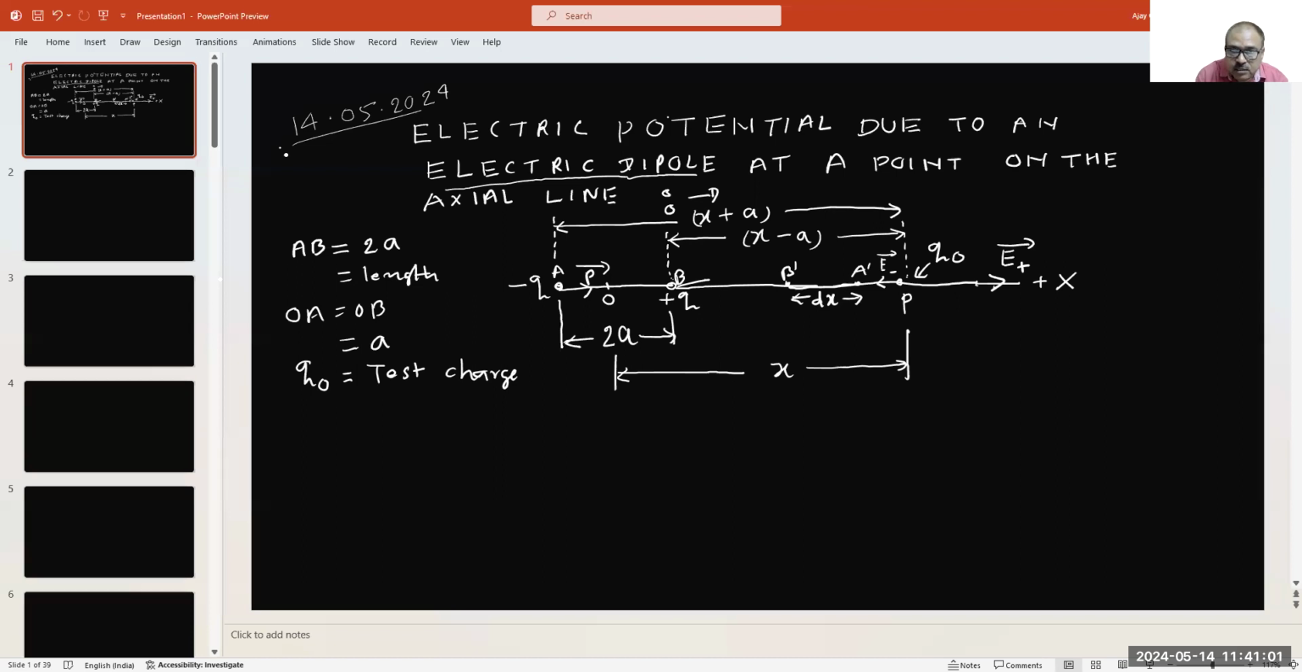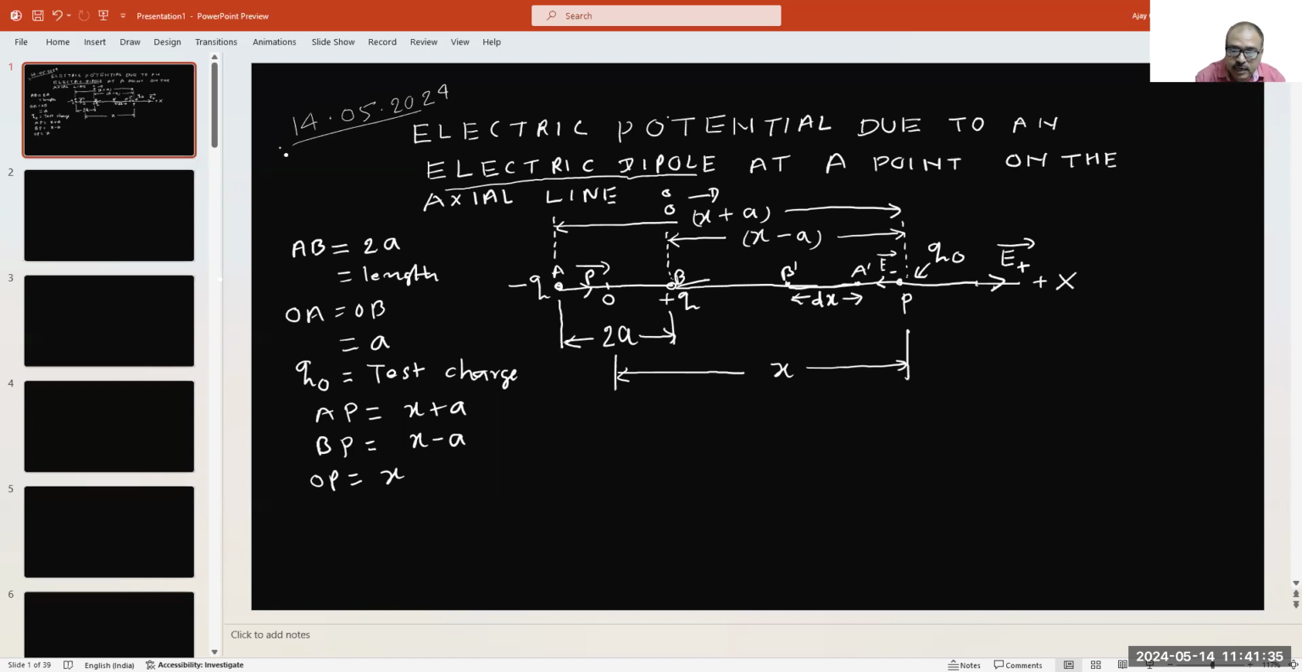So stepwise, you just mention AP will be what? It is x plus a. BP, it will be x minus a. This is the location of the point P, and O to P is already taken as x. These are all the assumptions made in the diagram. After knowing all these things, we will calculate the electric field.